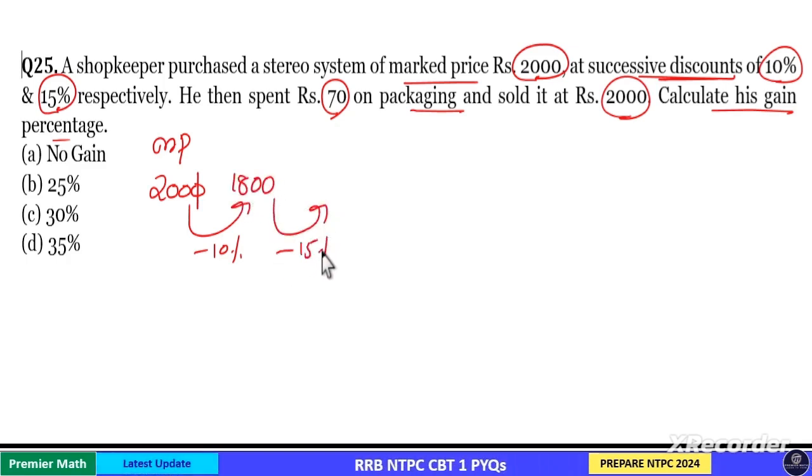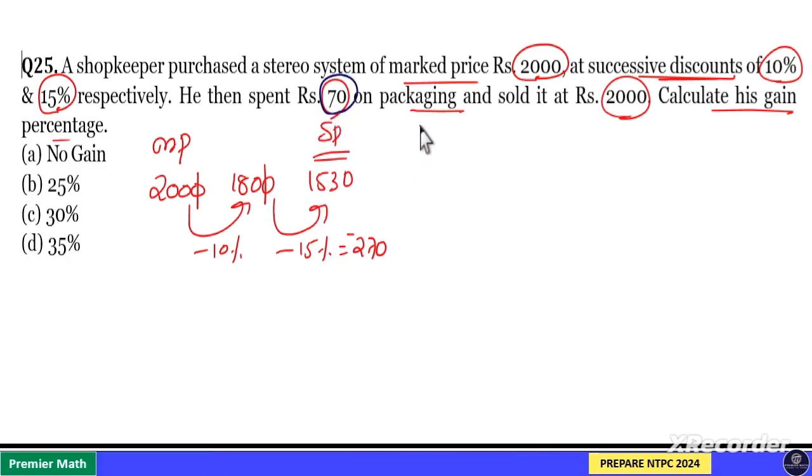Again 15% discount on 1800. 10% of 1800 is 180. 5% is equal to 180 by 2, which is 90. 180 plus 90 is equal to 270 rupees. So 1800 minus 270 is equal to 1530, which is the price he paid. But here he spent 70 rupees on packaging. So what it cost him totally is 1530 plus 70 rupees, which is equal to 1600.